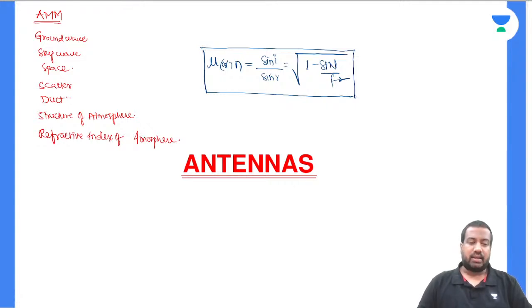We are going to move on after the refractive index of ionosphere. We are going to understand how the waves will bend in the ionosphere, and also we'll see concepts like critical frequency, maximum usable frequency, least usable frequency, optimal working frequency. So this kind of important concepts we'll try to discuss in this particular session, along with ionospheric abnormalities.